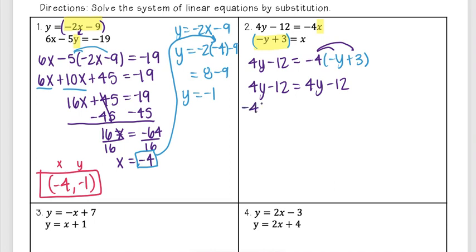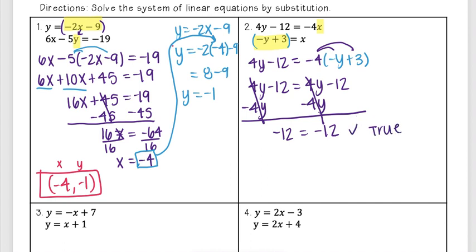Now subtract 4y from both sides. And now a weird thing happens. All of my y's cancel, and I'm left with negative 12 equals negative 12. Well, this is a true statement. This is true.